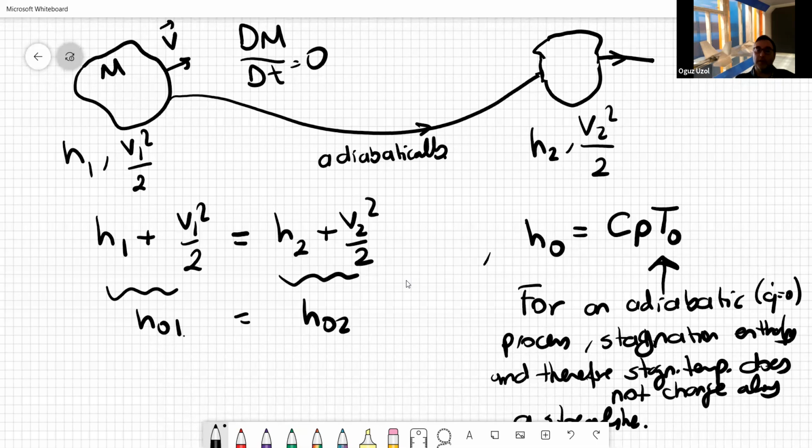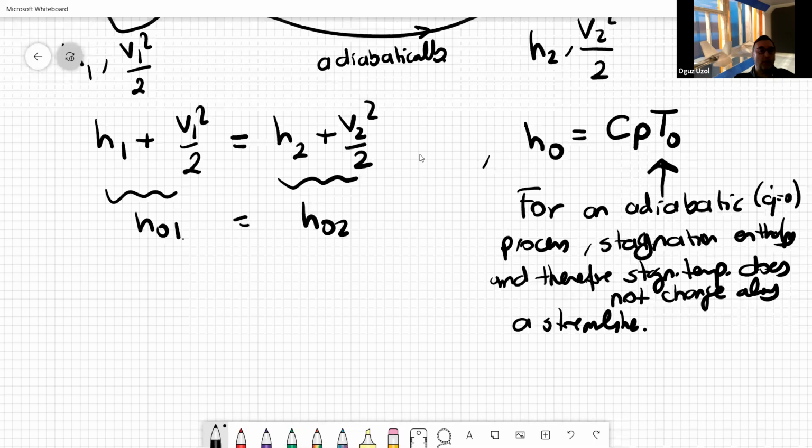And if the gas moves to another location, and during that motion it does not experience any heat transfer interaction, its original stagnation enthalpy will remain the same. Its original stagnation temperature will remain the same. So this is kind of an interpretation. This is actually basically the energy conservation equation at work.